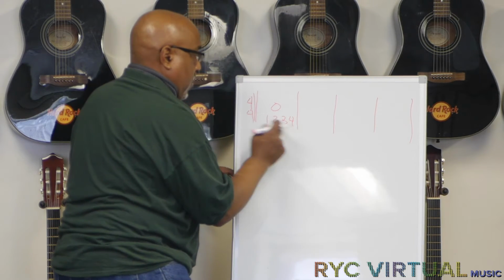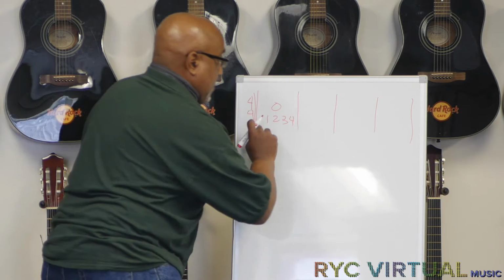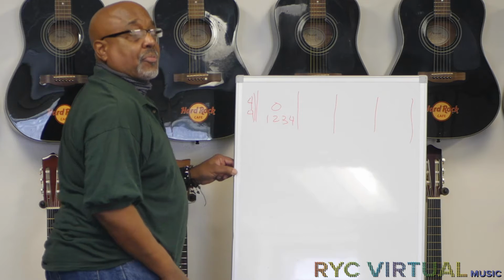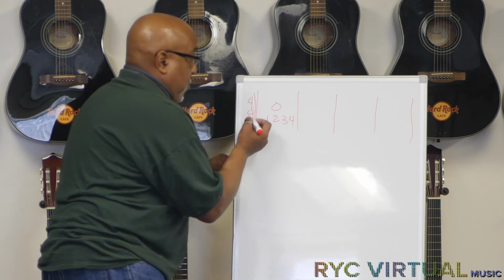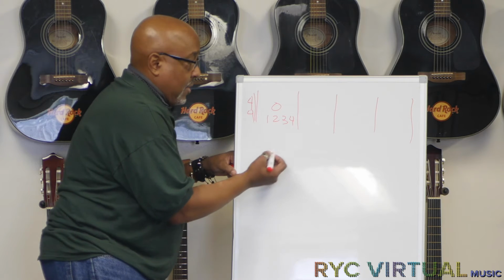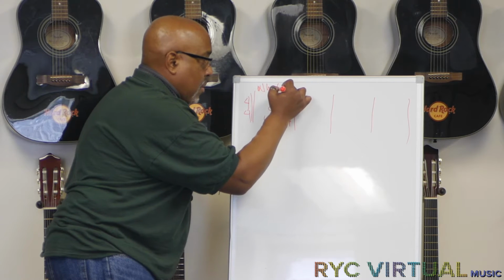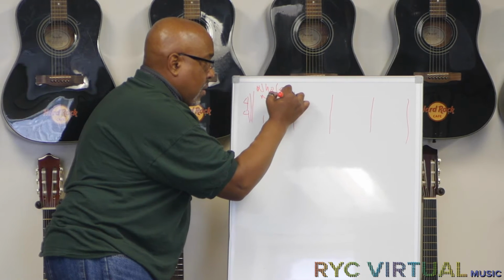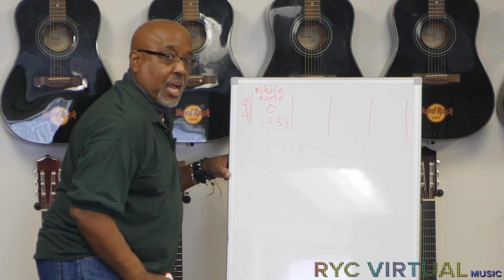Now these are called bar lines. Okay? In between the bar lines, you have the measures. Like that. Okay? So we're in 4, 4. It's 4 beats in a measure, right? So this is a whole note. Right? And it gets 4 beats in 4, 4 time, right?